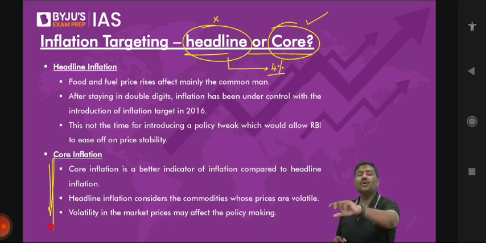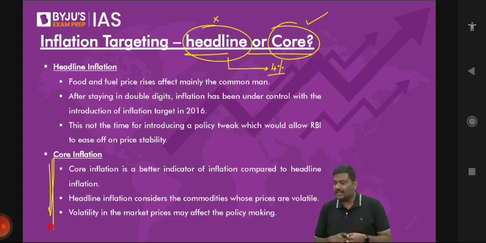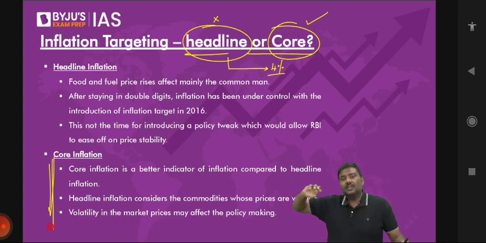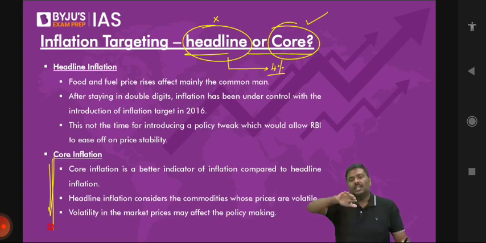What is the argument? Simple, understand this. The argument is core inflation will not include those commodities whose prices are very volatile. And by excluding those commodities, you're trying to instill certainty in your policy making. I hope you understand this. You're excluding those commodities whose prices keep on changing very often. And if you exclude them, there will not be a huge change in the core inflation because the prices for the remaining commodities are much more stable.